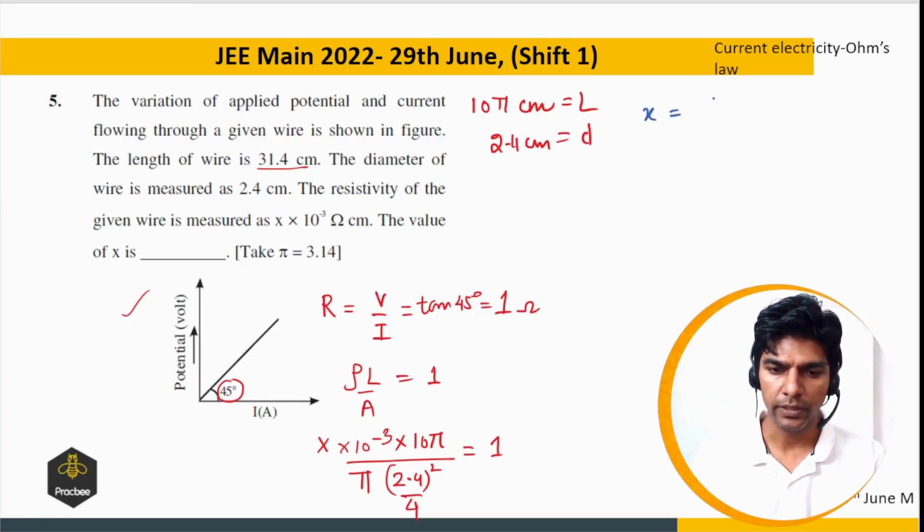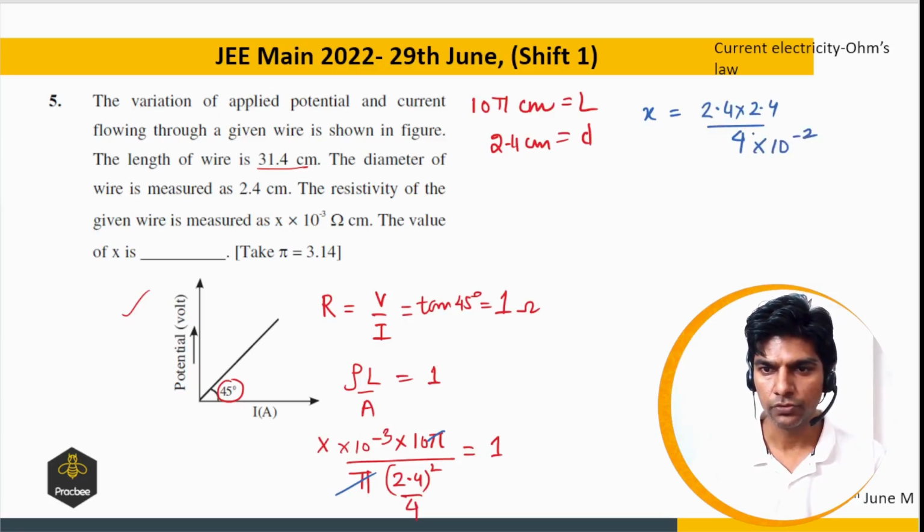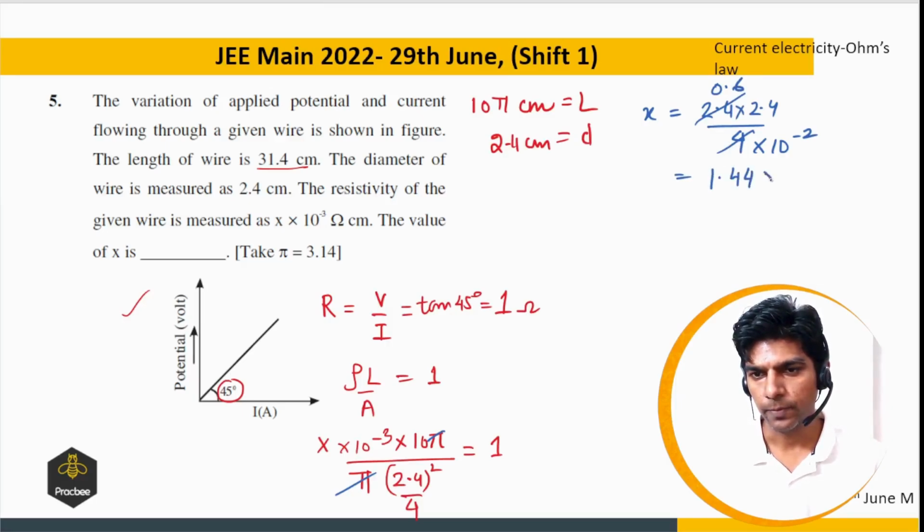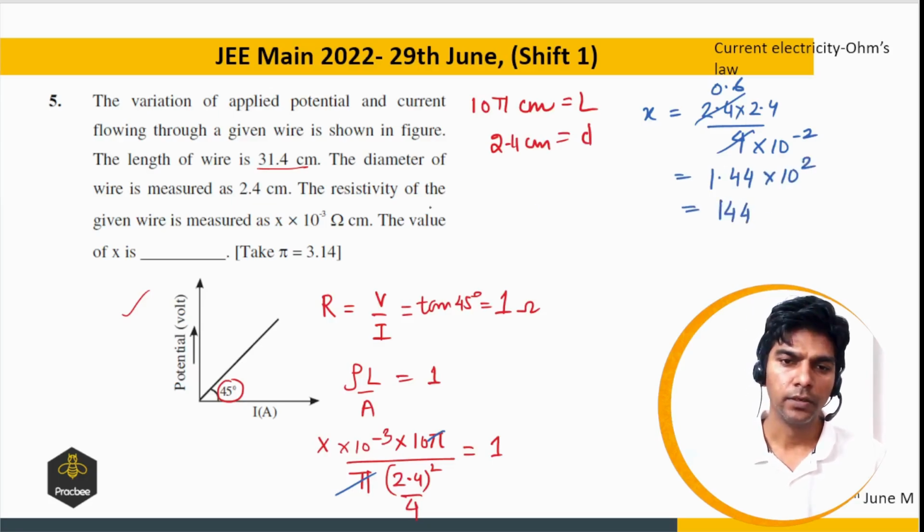So x will be, let us remove this pi. So it comes out to be 2.4 times 2.4 by 4 divided by 10 raised to the power minus 2, so it will be 0.6, and it will be 1.44 times 10 raised to the power 2, which is 144. So x comes out to be 144. So that is the answer of this question.